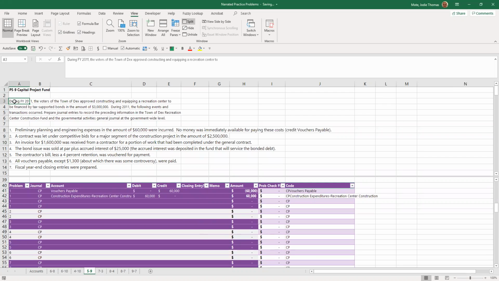Here we have, during fiscal 2011, the town of Dex approved constructing and equipping a rec center to be supported by tax-supported bonds of $3 million, okay? And here are the following transactions in 2011 that occurred, and we're supposed to make entries in both the governmental activities and the capital project fund in this module. So let's start with the first one, okay?